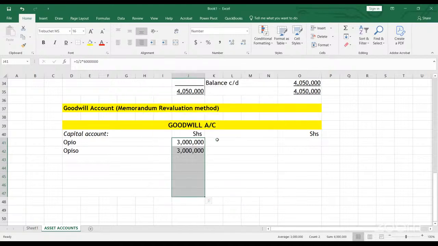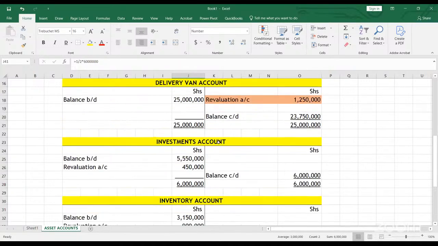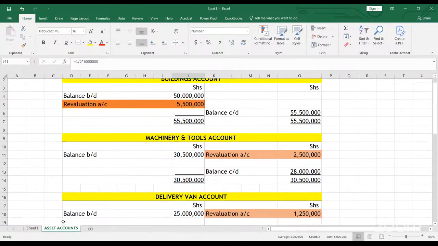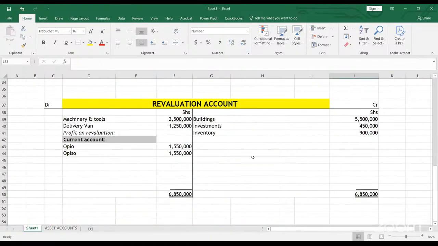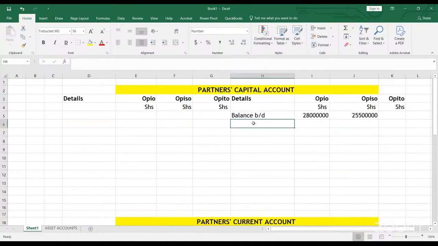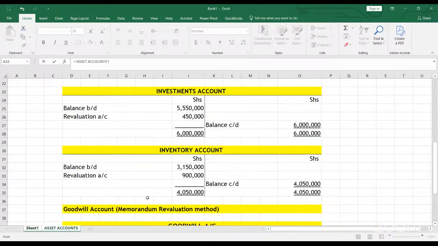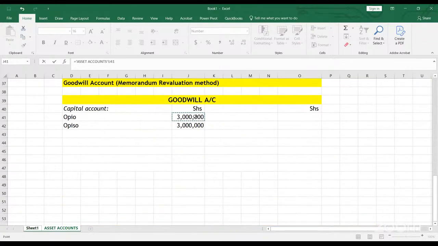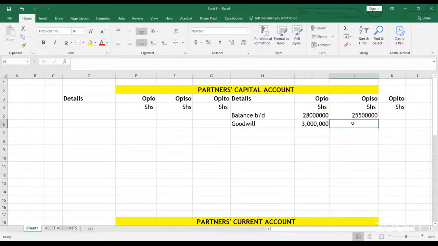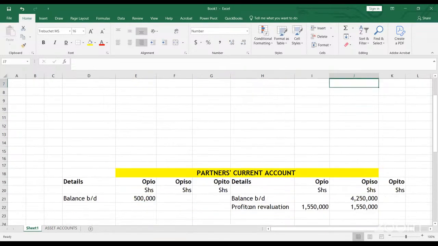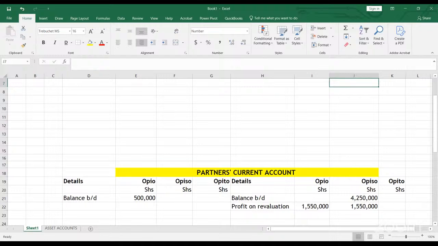So when I debit the Goodwill account, I have to credit the capital account. So I have to go to the capital account of these partners. I'll write Goodwill: Opio is 3M, and then Opiso is also 3M. So I've entered the Goodwill. That is the first key entry you make.